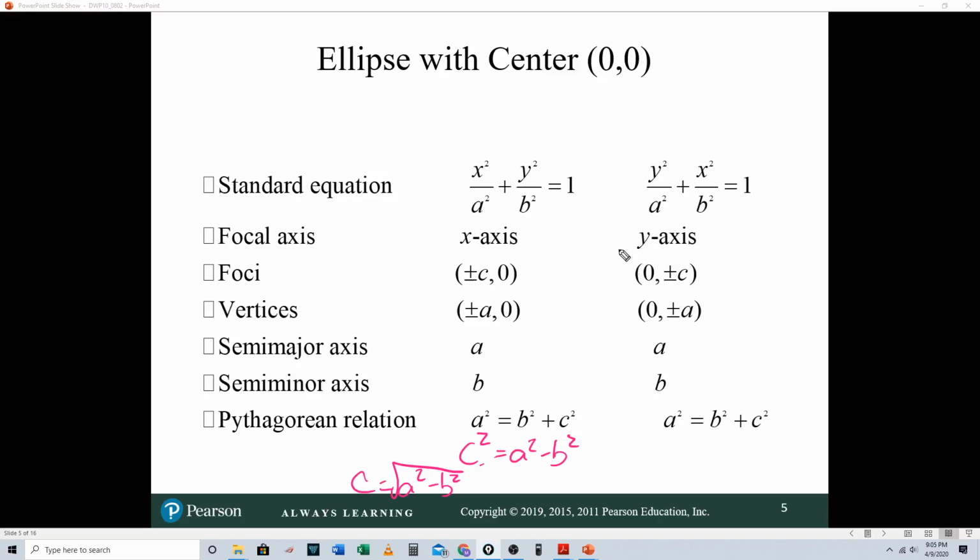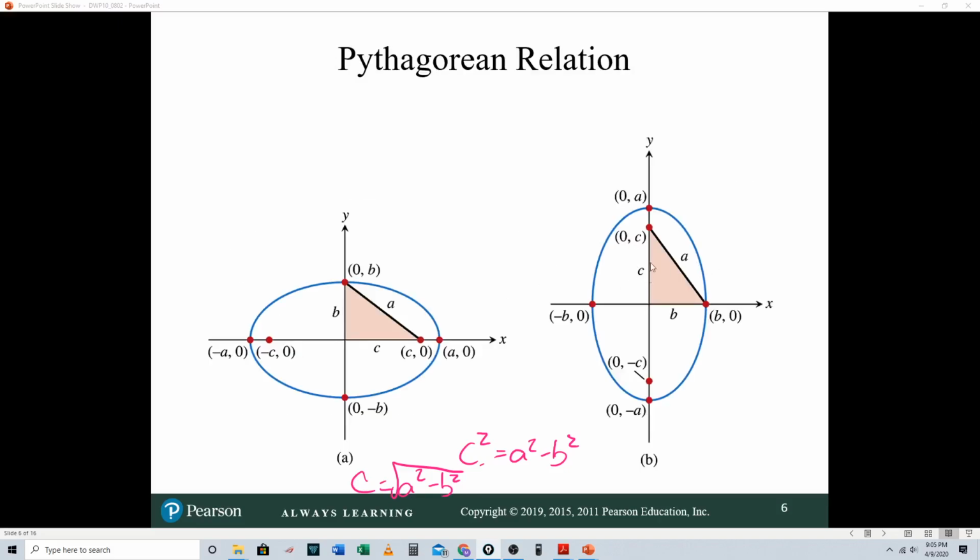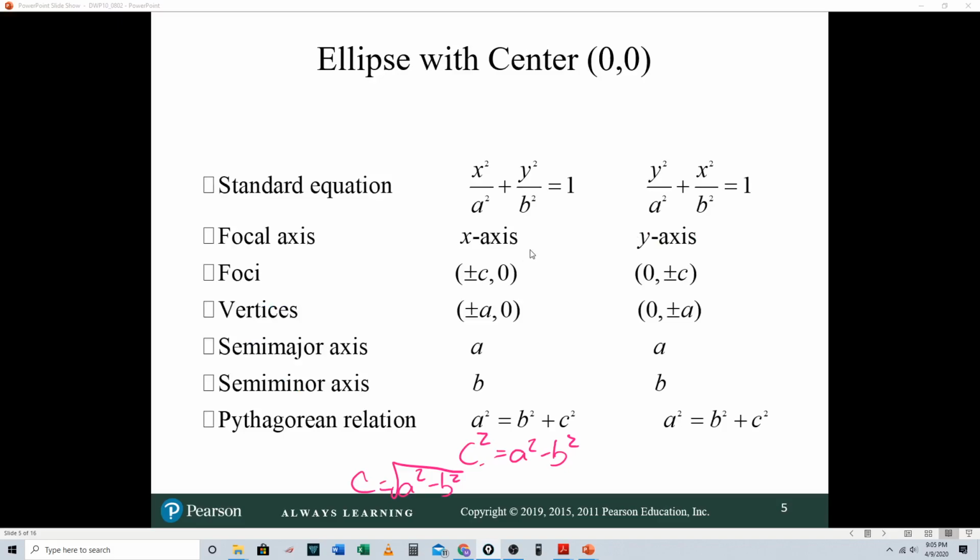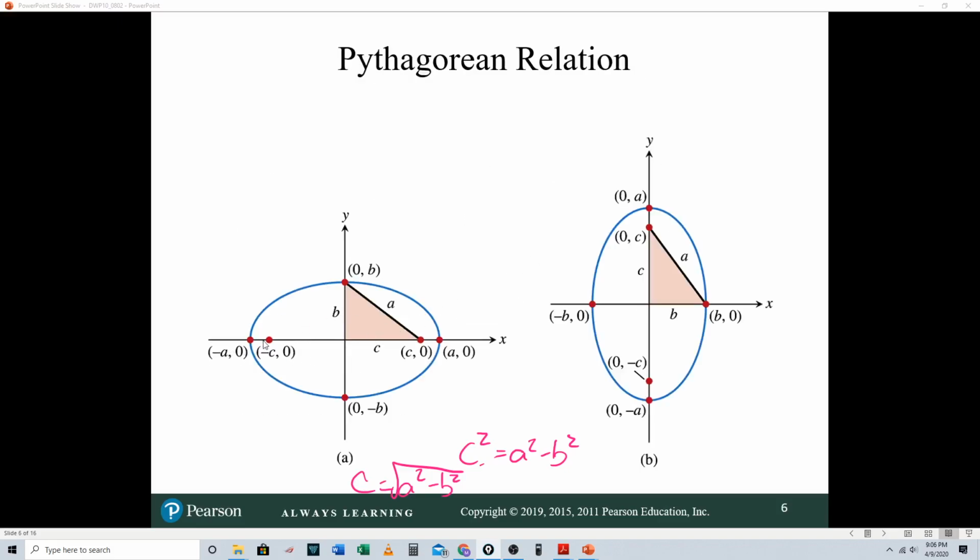Now, how do we know, given the equation, whether it opens vertically or opens horizontally? It's really about which denominator is larger. Okay, because obviously a has to be the biggest denominator, because a squared is the sum of b squared and c squared. It has to be bigger than b. So if the larger denominator is under y, then it opens up vertically. It opens up like this. If the larger denominator is under x, then it opens up horizontally. So this.